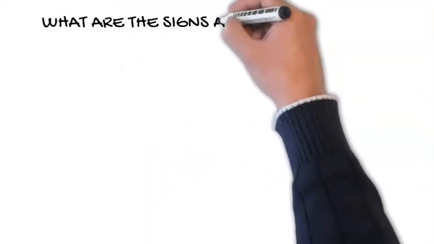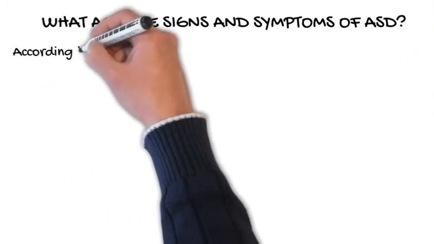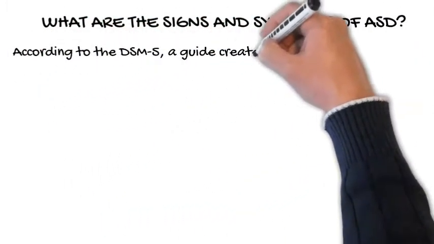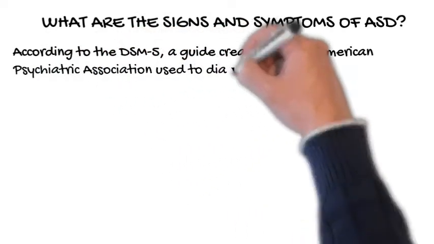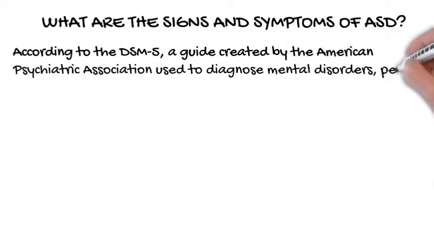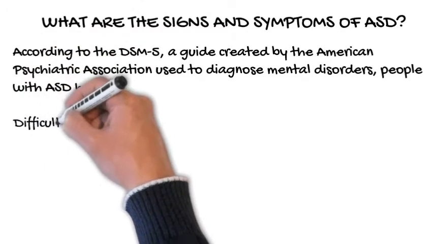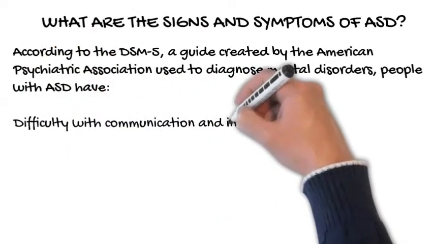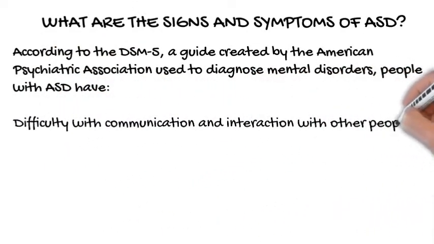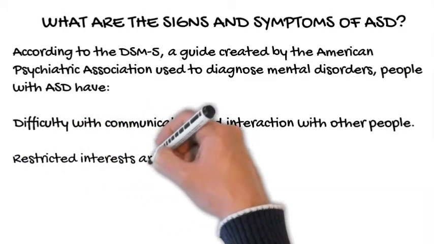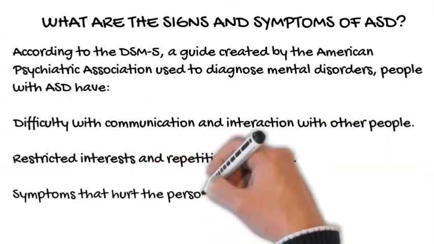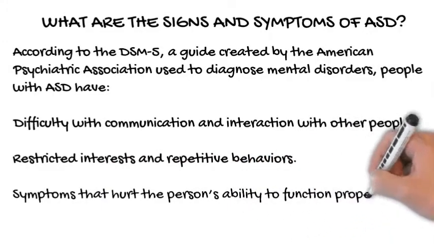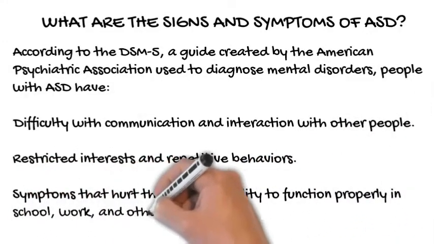What are the signs and symptoms of ASD? According to the DSM-5, a guide created by the American Psychiatric Association used to diagnose mental disorders, people with ASD have difficulty with communication and interaction with other people, restricted interests and repetitive behaviors, symptoms that hurt the person's ability to function properly in school, work, and other areas of life.